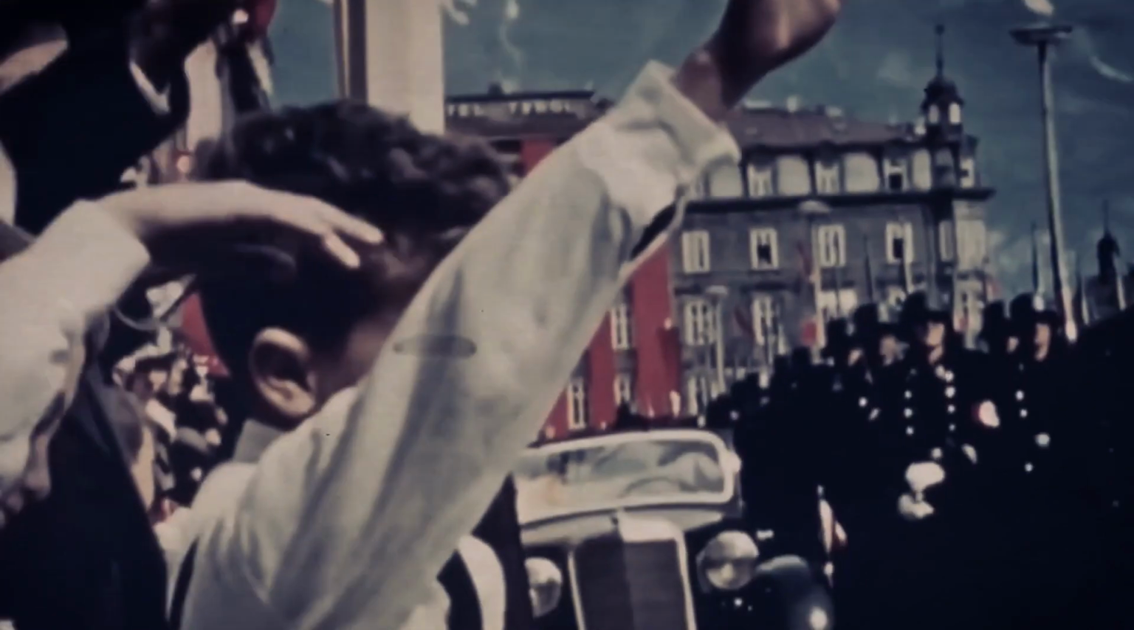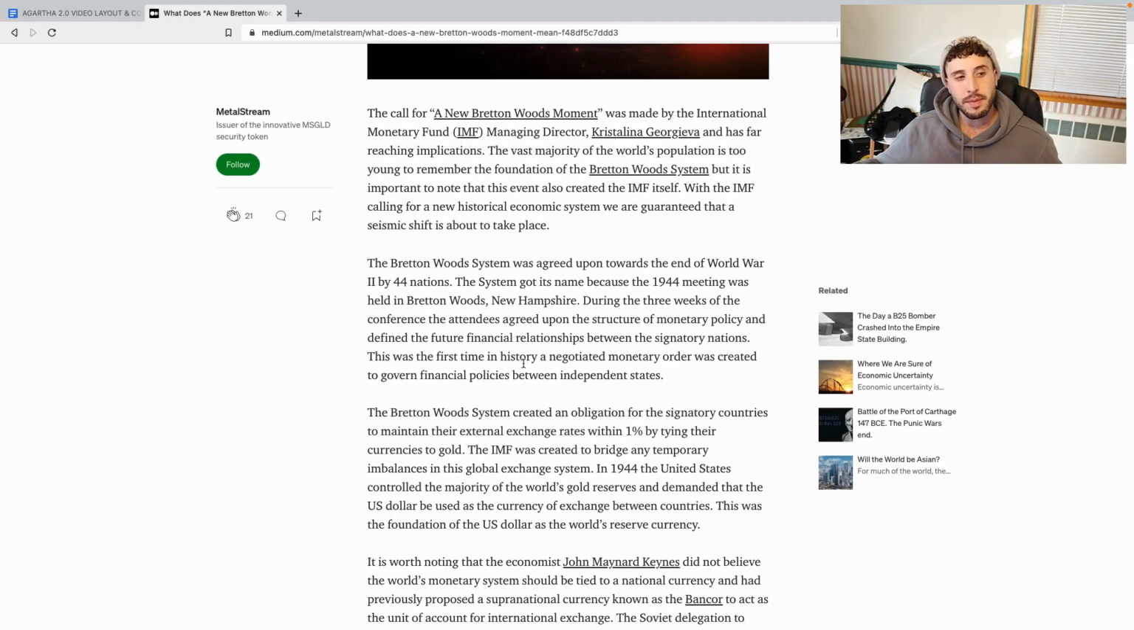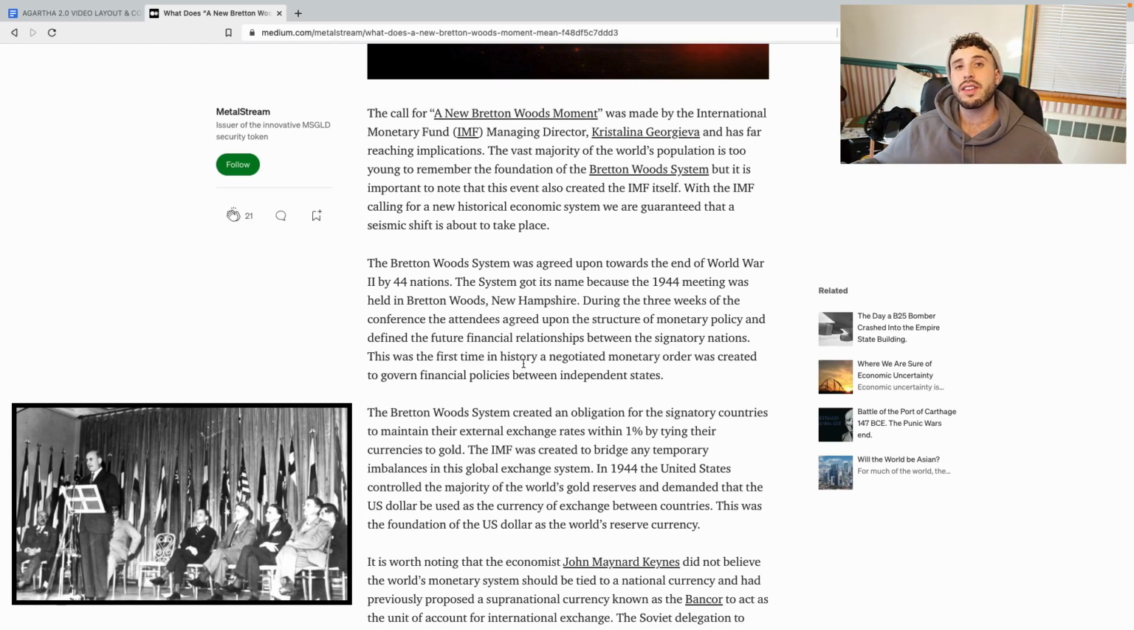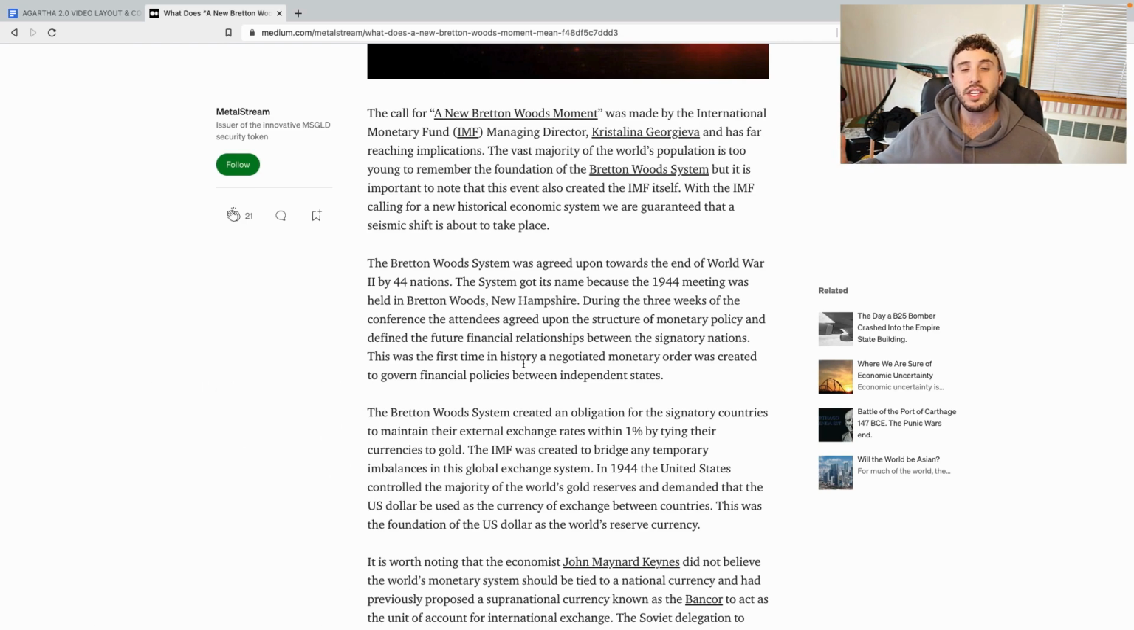Towards the end of World War II, 44 nations met. The system got its name, the Bretton Woods system, because of the 1944 meeting held in Bretton Woods, New Hampshire. During the 3 weeks of the conference, the attendees agreed upon the structure of monetary policy and defined their future financial relationships between the signatory nations. This was the first time in history a negotiated monetary order was created.